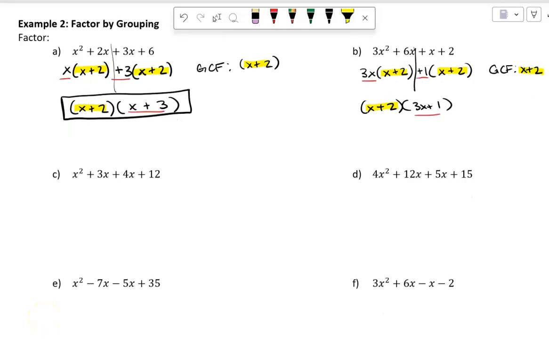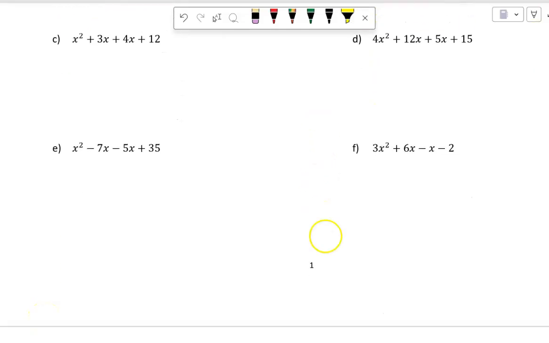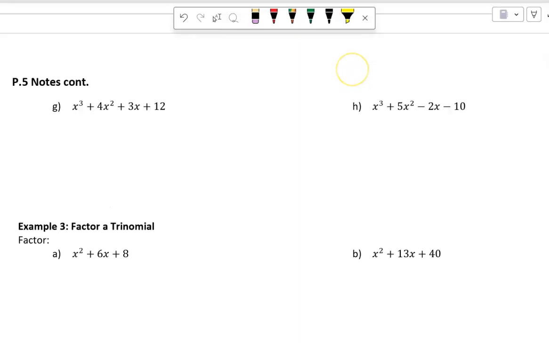The rest of these problems are for you to do and check your answers with me or on OneNote, but I am going to do G for you, and then you'll do H. Heading to G, it looks very similar. We are going to factor by grouping, but the difference that I notice is x cubed. None of the other problems had an x cubed.